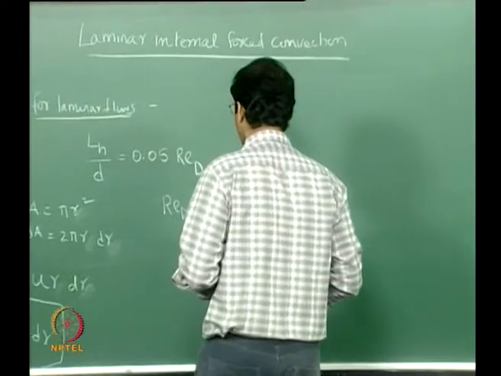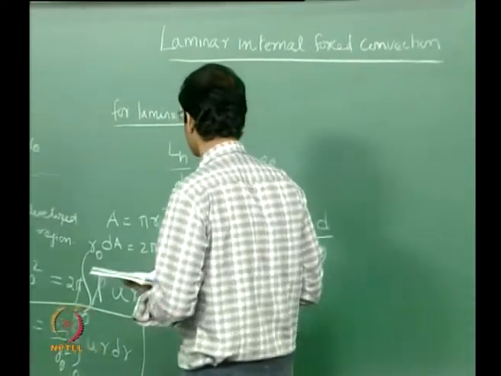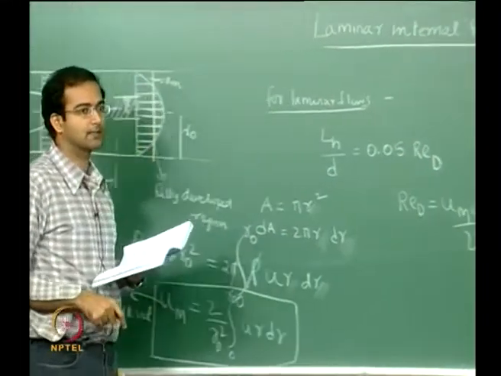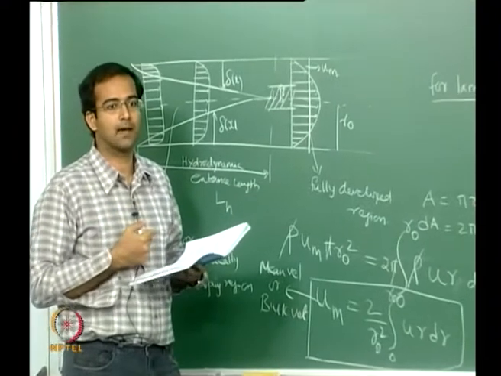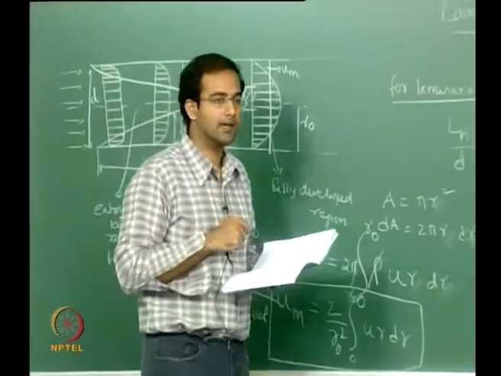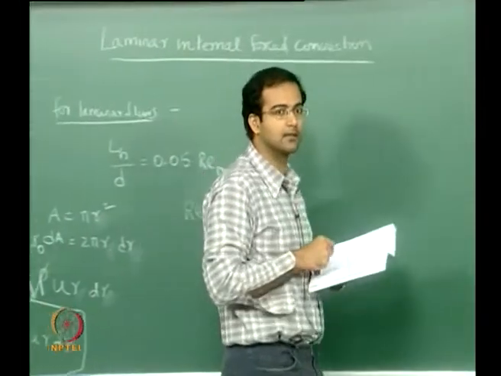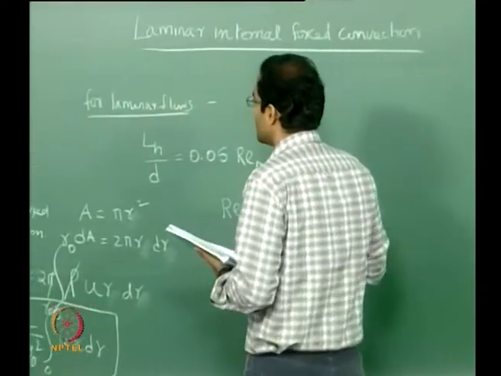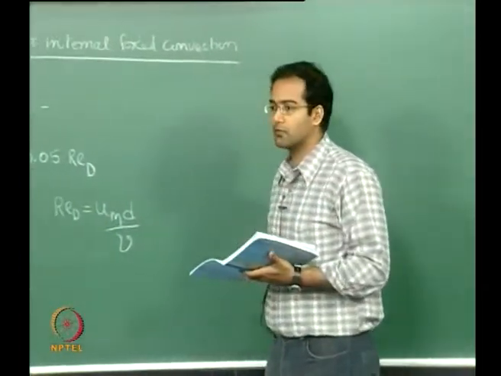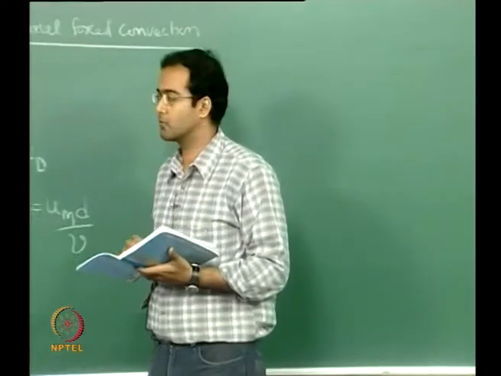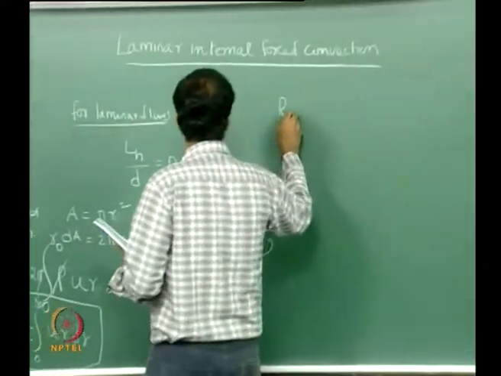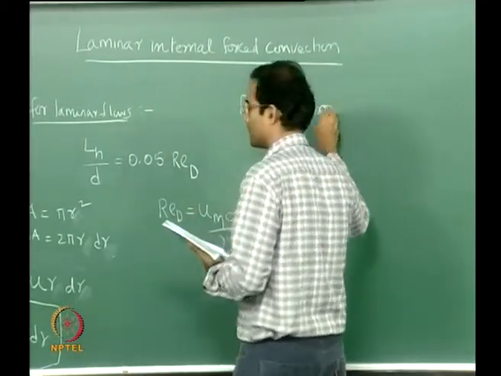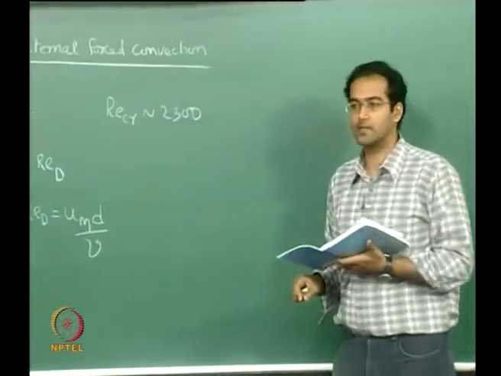Now, based on the Reynolds number, you can again classify. When I say that for laminar flows, this is the relation to calculate my entry length. So how do I first determine whether the flow is laminar or turbulent? Once again I use the definition of Reynolds number to check if it satisfies a certain cutoff, or a critical Reynolds number. For typical duct flows or flow between two plates, the critical Reynolds number for transition to turbulence will be approximately 2300.